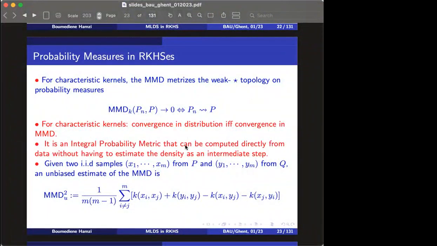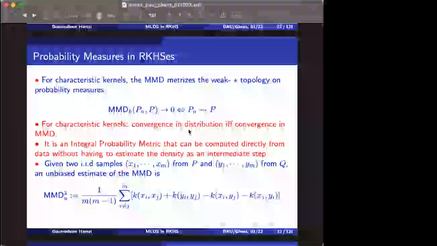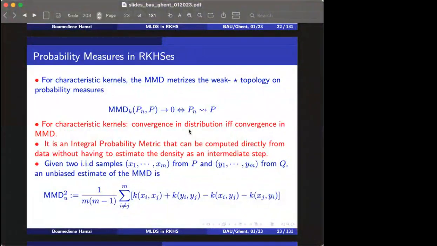This is the advantage of the MMD compared to other metrics, such as the Kullback-Leibler divergence, where one needs to know the expressions of the probability distributions before computing the metric. If one uses data, then one has to estimate the probability distribution from data, then use the formula for the KL divergence. Here we don't need that. We just compute the MMD directly from data. For example, this expression is the unbiased estimate of the MMD.